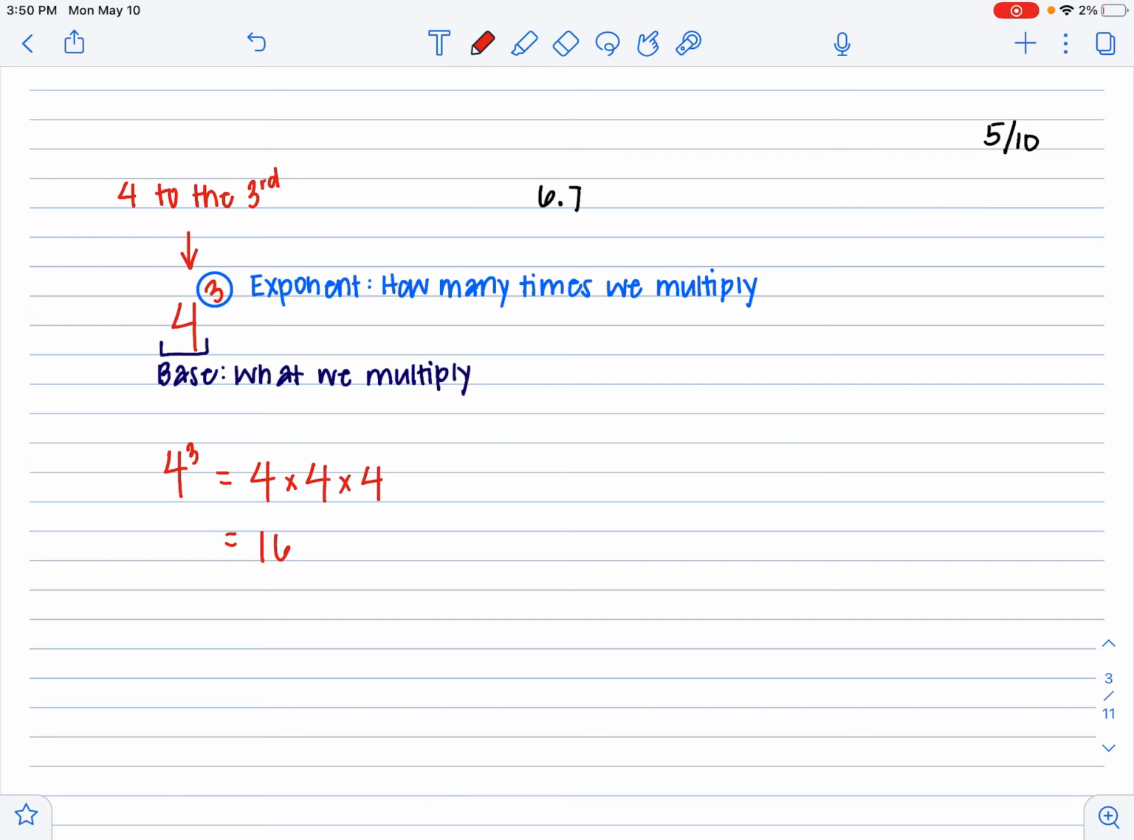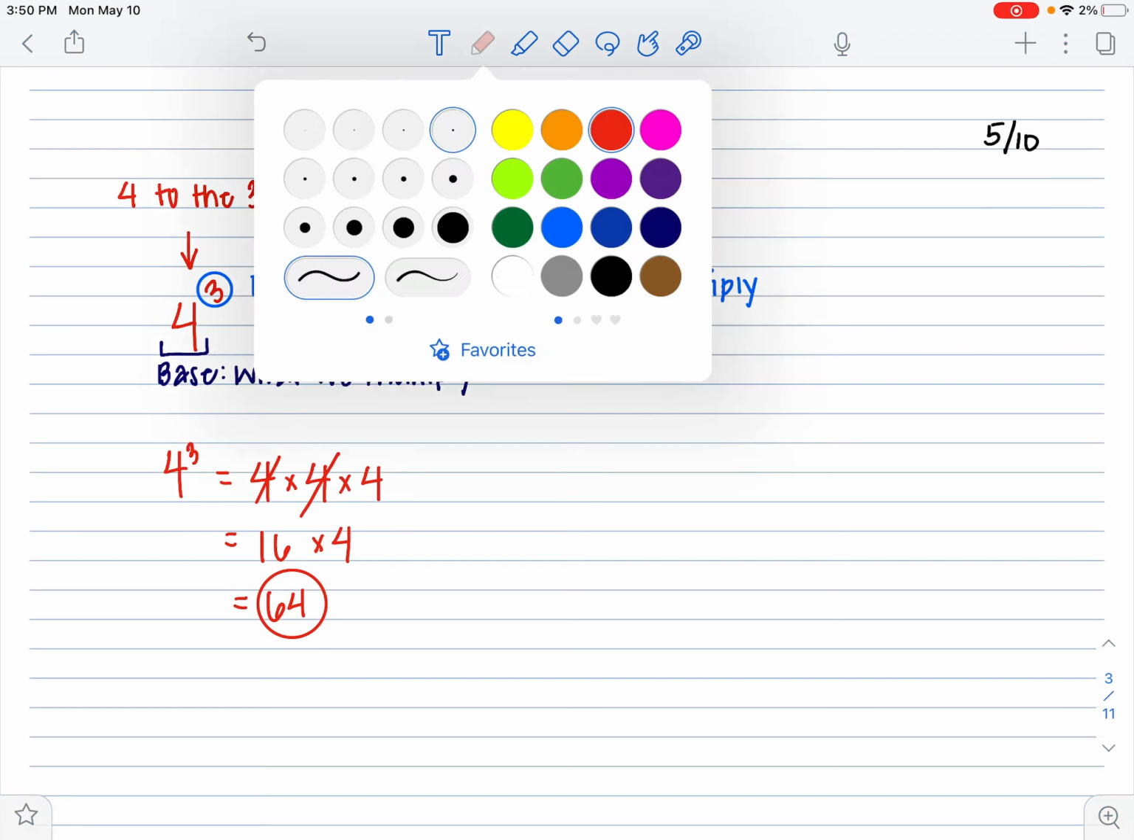So we checked off our first two 4s. We get to multiply times that third 4. 16 times 4 is equal to 64. When you're using a calculator, you can always just type in 4 times 4 times 4.